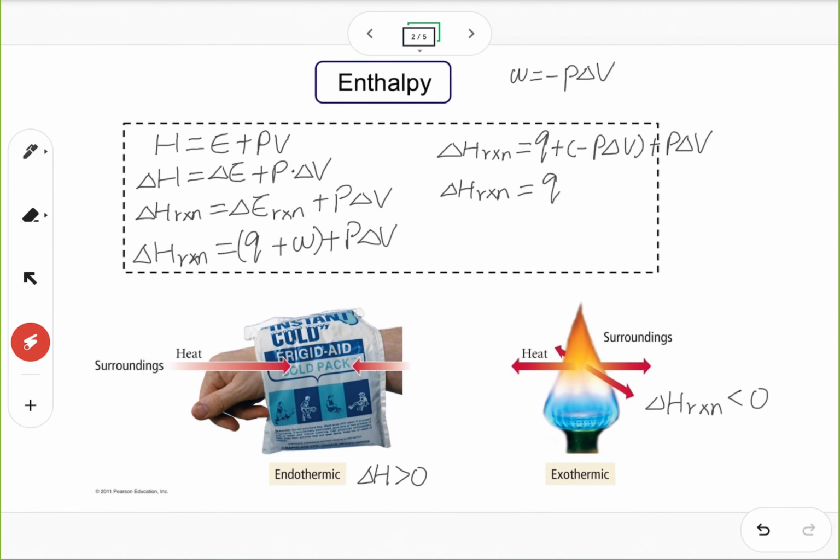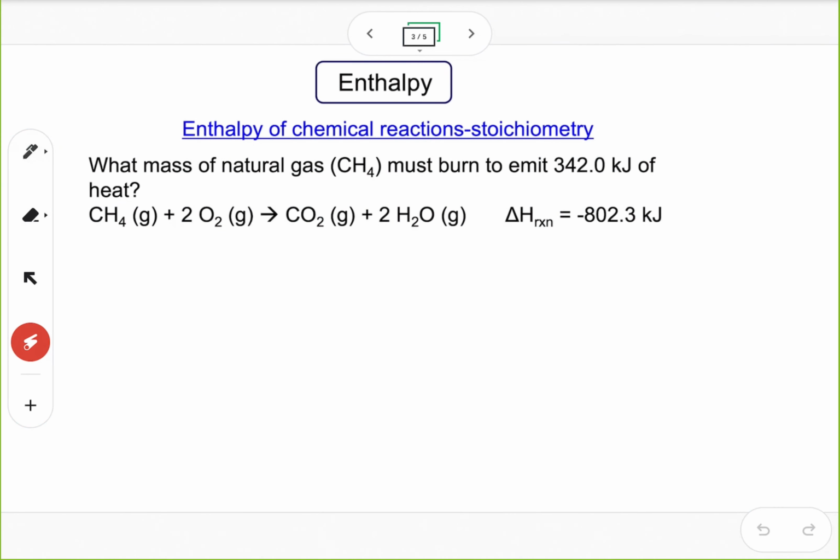All right, now let's take a look at this enthalpy change of a reaction. What mass of natural gas must burn to emit 342.0 kilojoules of heat? This is the delta H reaction associated with burning 1 mole of methane gas. You can see this is 1 here.